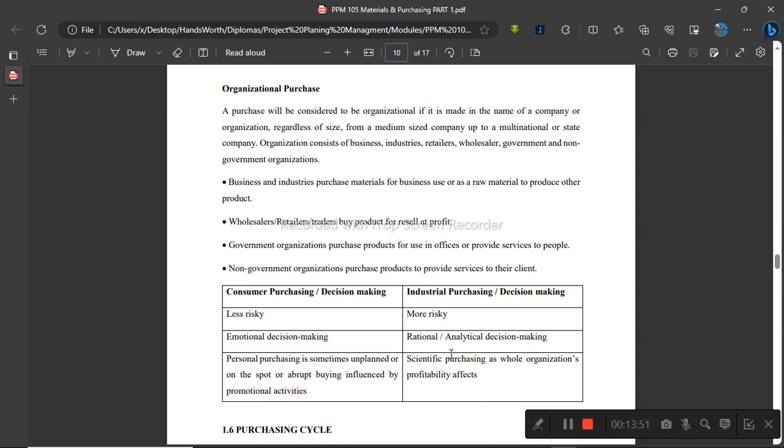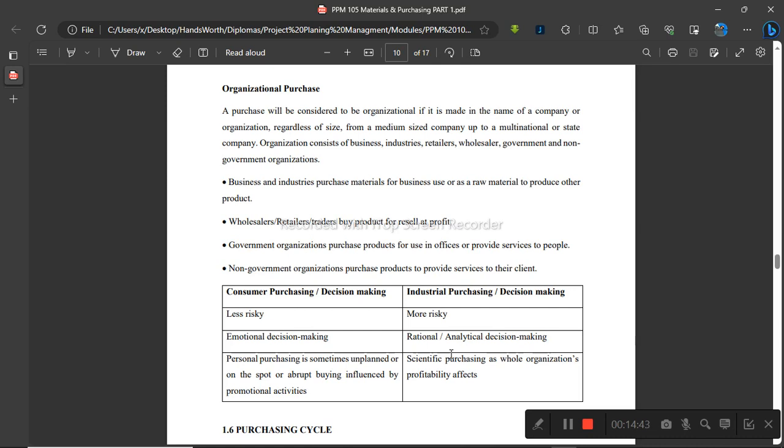So what they are simply saying is every purchase that is made under the name of an organization. It doesn't matter whether there are two people in that organization, or only one person, as long as it's a registered organization and the purchase has been made in the name of that organization, then that purchase will be considered an organizational purchase. Of course, we have to keep in mind that organizations vary in size. We have small, medium organizations, large organizations, micro organizations, and so on and so forth.